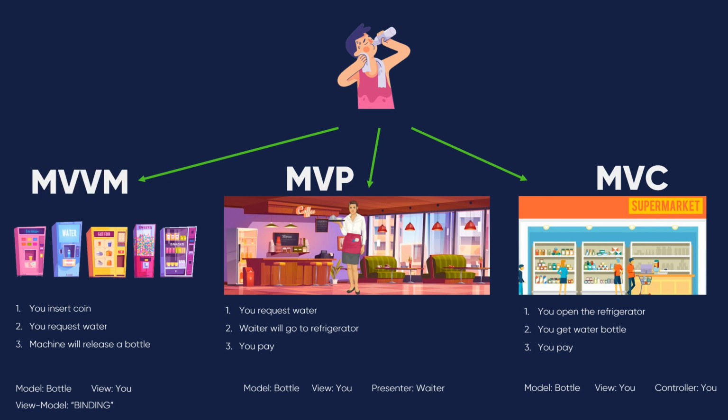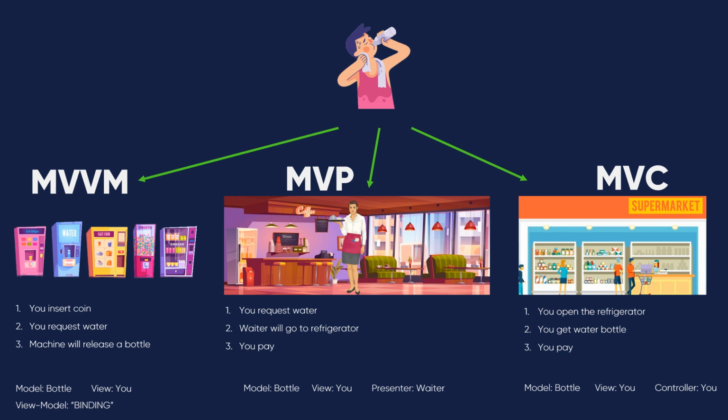And the third model is MVVM, Model View ViewModel. In this case, you insert the coin into the machine, you request the water, and the vending machine takes about 10 seconds to respond and release the water bottle. The vending machine does not know you, and it is not required to know you, because it will give you only the water bottle according to your request. Okay?